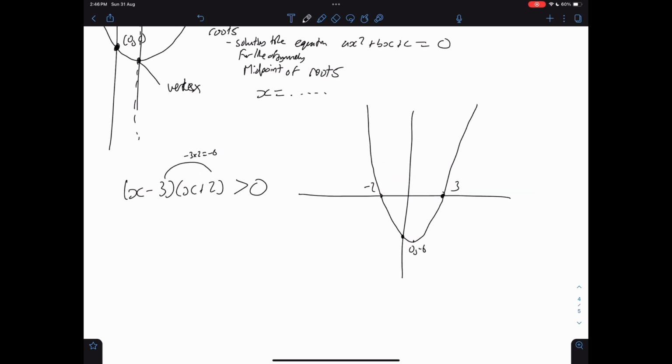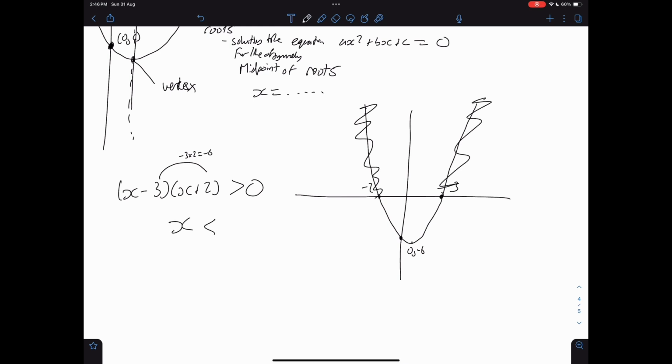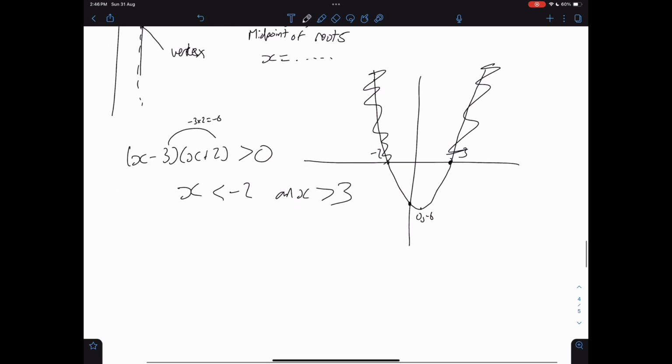And it's asking, when is it greater than 0? Well, in this part, right? When x is less than minus 2 and x is greater than 3. Very easy, very easy.